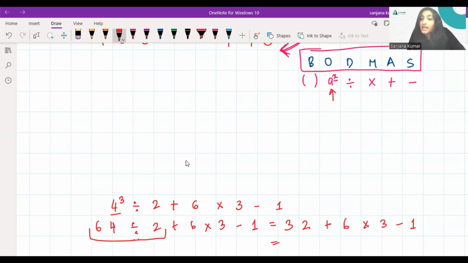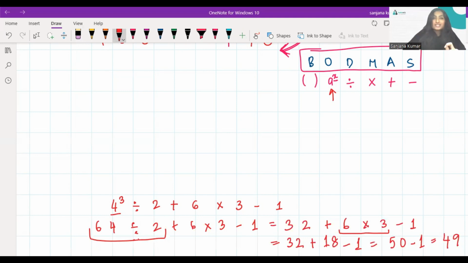32 plus 6 times 3 minus 1. I'll go on to my multiplication. 32 plus 18 minus 1. I have to do my addition first. 32 plus 18 gives me 50. And then finally subtraction, which will give me the answer 49.